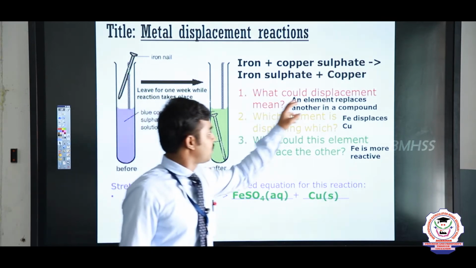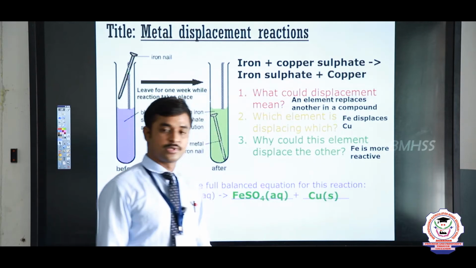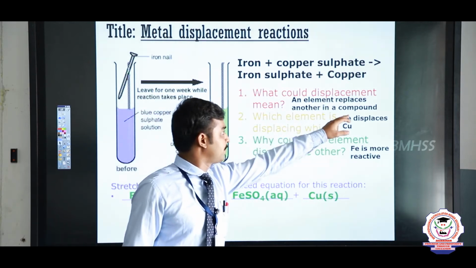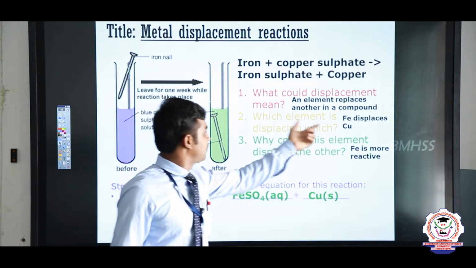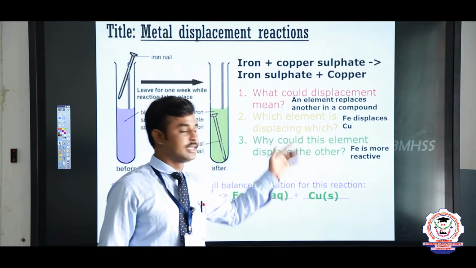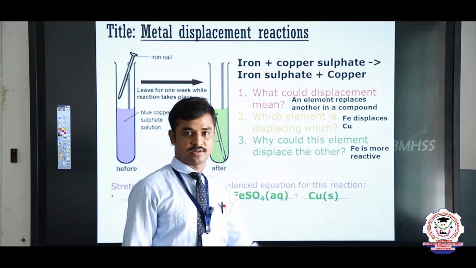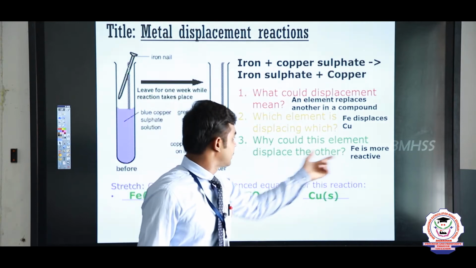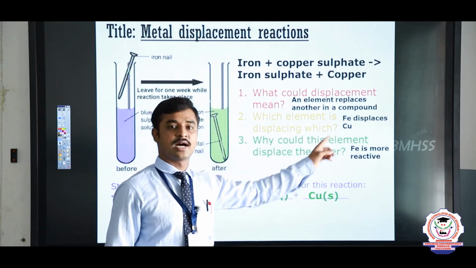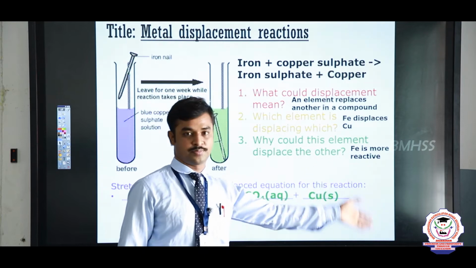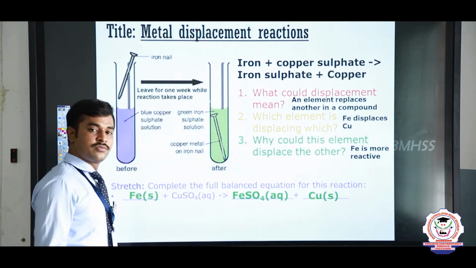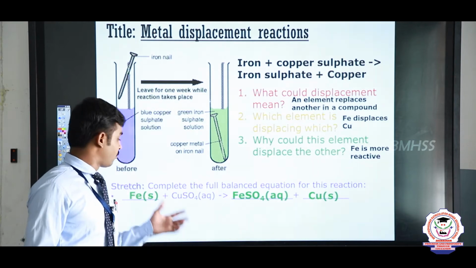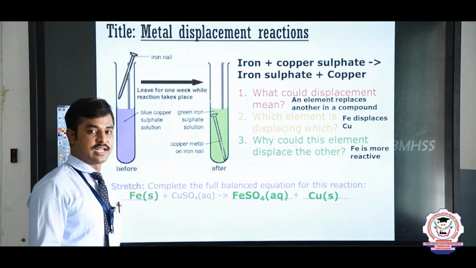So, the question is, what does displacement mean? Displacement means an element replaces another element in a compound. And which element is displacing which? Here iron displaces the copper. And why could this element displace the other? Because iron is more reactive than copper. This is the reason. So, in these reactions, we need to see the oxidation states of the elements.